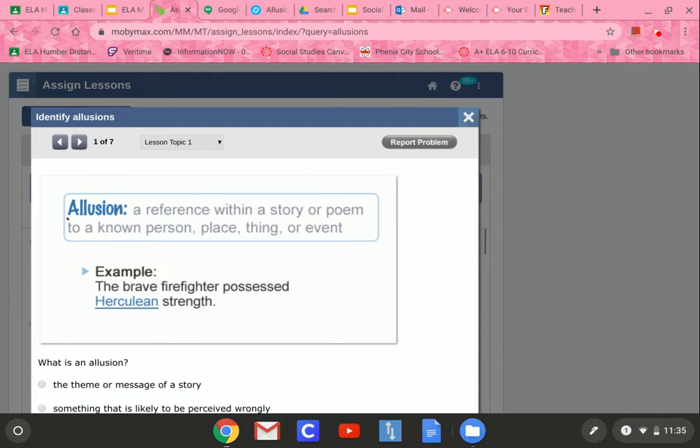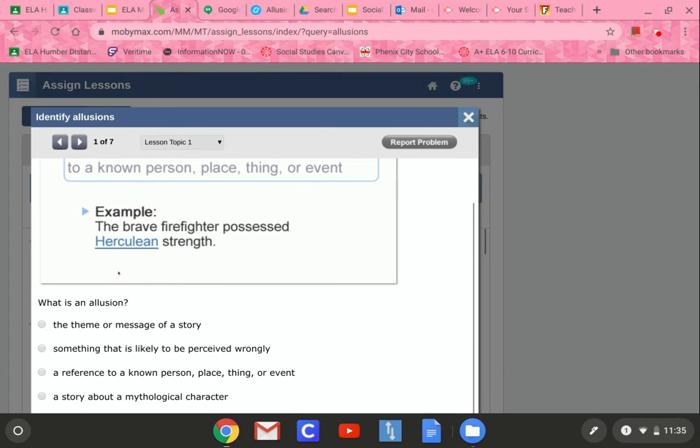Okay. So here's the definition of an illusion. It gives you an example here: the brave firefighter possessed Herculean strength. We just mentioned Hercules, didn't we? And then it asks you the definition of an illusion, okay? And if you look up here, it gives you the definition, okay? So very simple, only 7 pages.